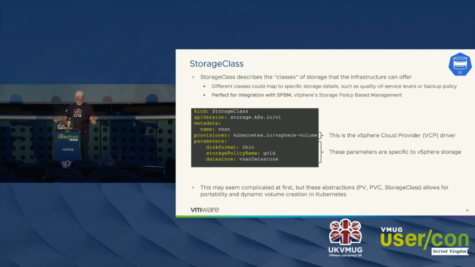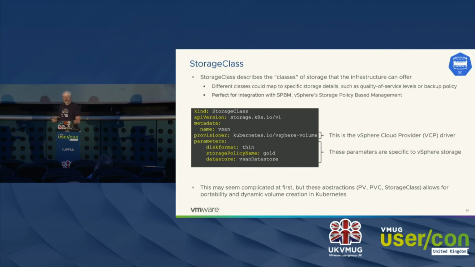And the provisioner is just the VMware driver. This is that cloud provider that sits between Kubernetes and vSphere. And you can see the kind of things you can put in here. You can put things like the data store or the policy and so on. Now, in fact, all I needed in here is a policy. I didn't need the other things.